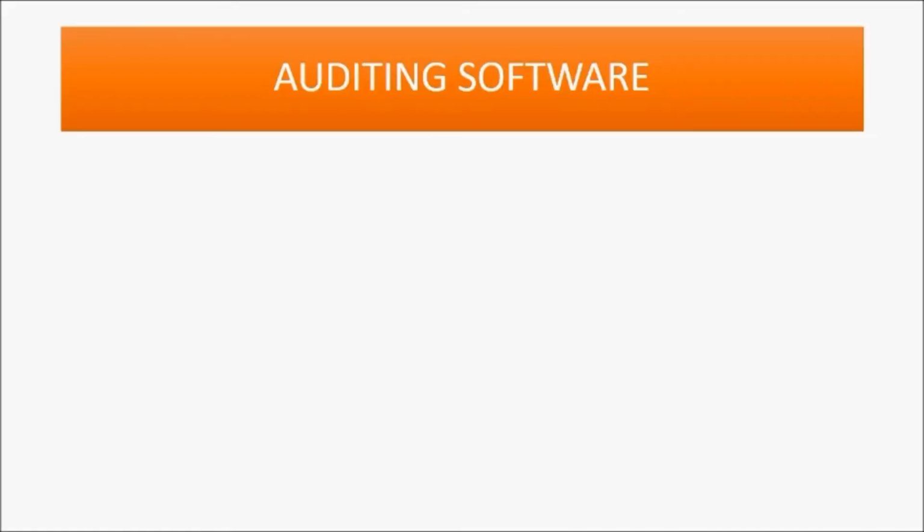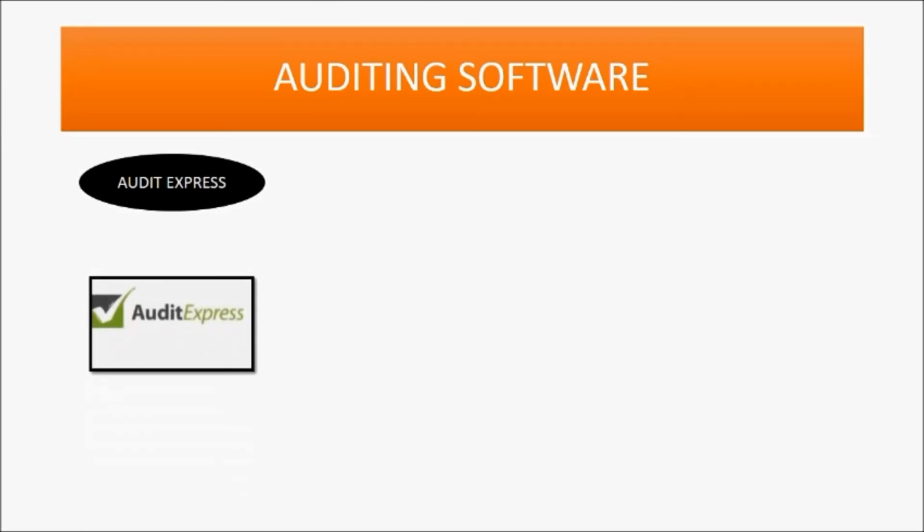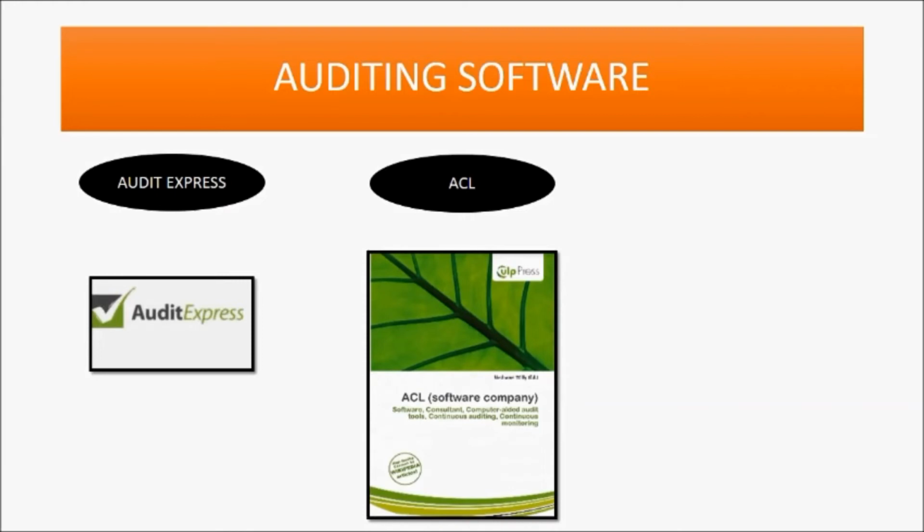Auditing software. An example of auditing software is Audit Express. It offers services that can help the audit by performing the audits and compiling the annual report. The second example is ACL.